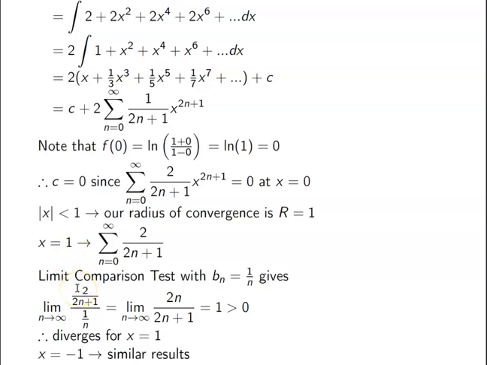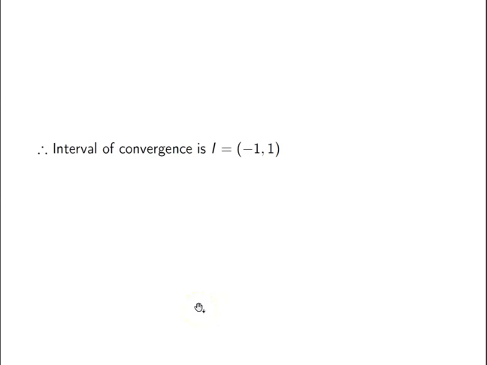I gotta do the same thing for x equals -1, and I'm gonna get similar results. Okay. But remember, when we plug in stuff, we gotta check our bounds. So my interval of convergence for that example is -1, 1.